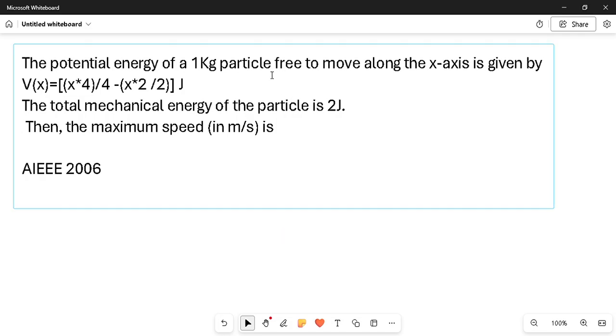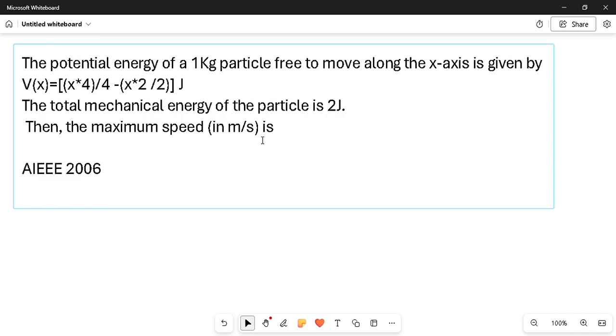This question appeared in JEE 2006. The potential energy of a 1 kg particle free to move along the x-axis is given by this potential energy V(x), and the total mechanical energy of the particle is 2 joule. We need to find the maximum speed in meters per second.